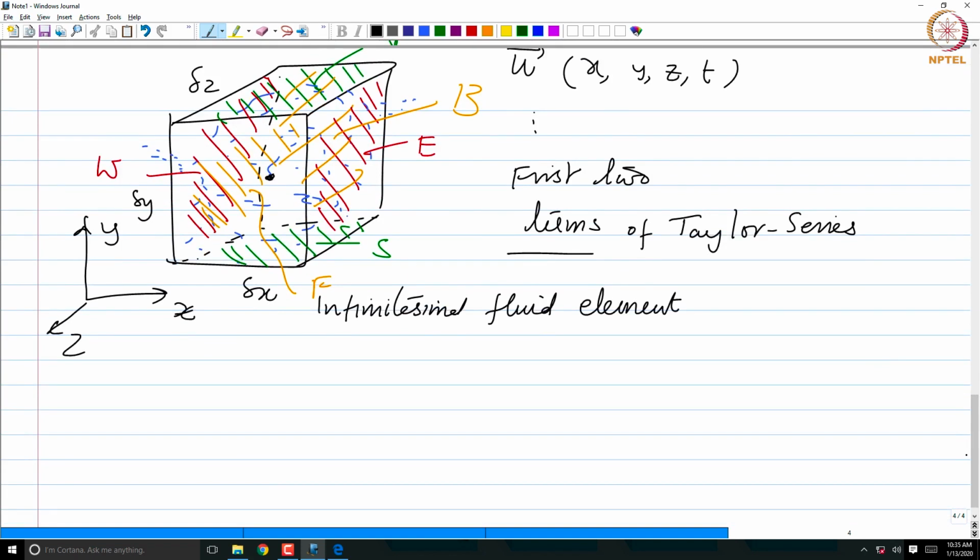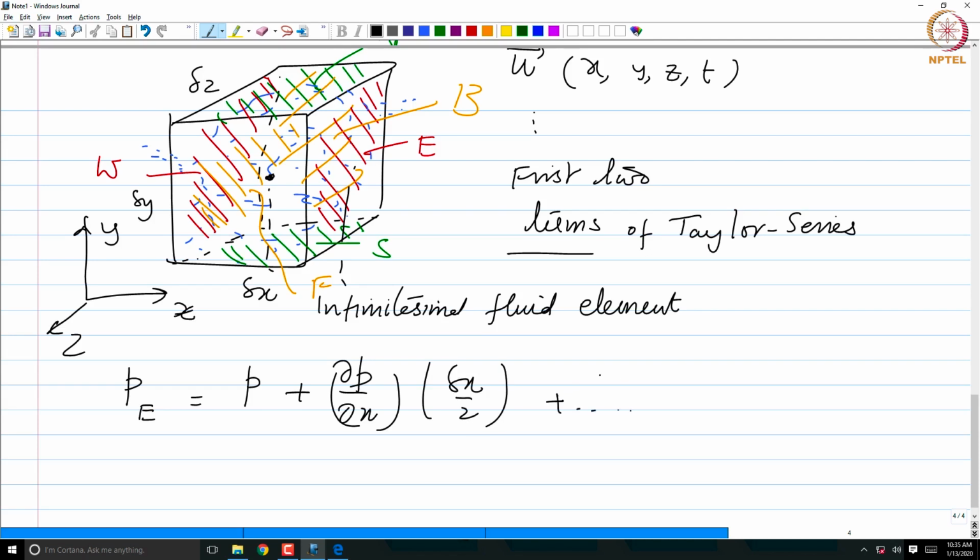All right. Now, if we want to construct the properties, let's say we want to construct pressure on the east face, okay, we could write it as P, right? This is P at x, y, z that we have. The east face is at a distance delta x by 2, right? So I could obtain it using Taylor series as P plus partial P partial x times delta x by 2, right? Plus, I don't need the higher order terms because the element is so small that this is accurate enough to represent the face value of the pressure.